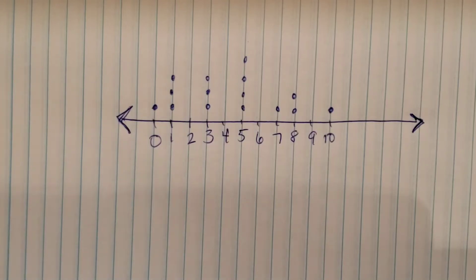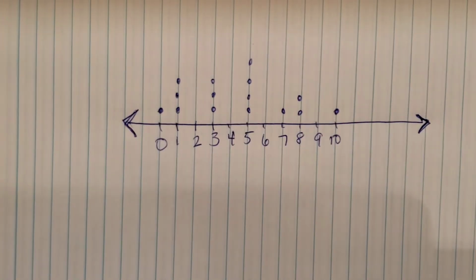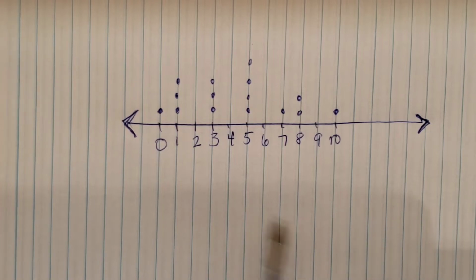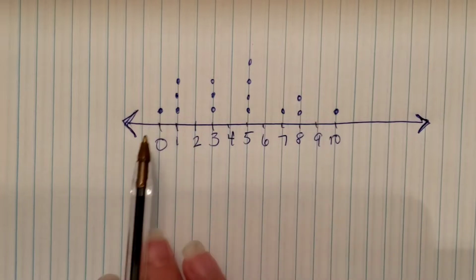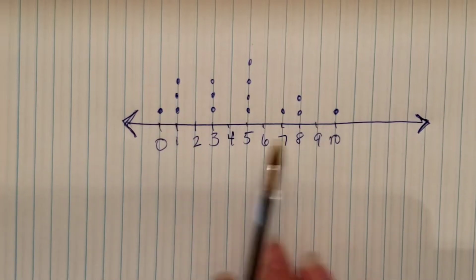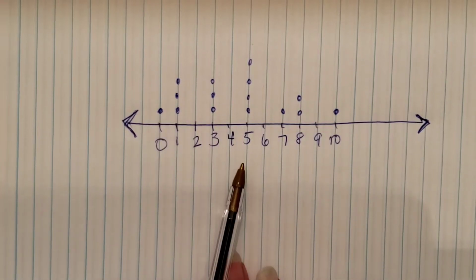Okay guys, I'm finding that a lot of you are really struggling with how to find mean, median, and range when it comes to your dot plot. So I just want to do a quick mini lesson here. I've created a dot plot with values from 0 to 10. Remember, each dot represents one of those numbers.